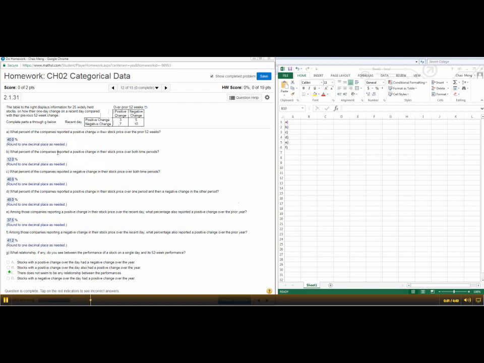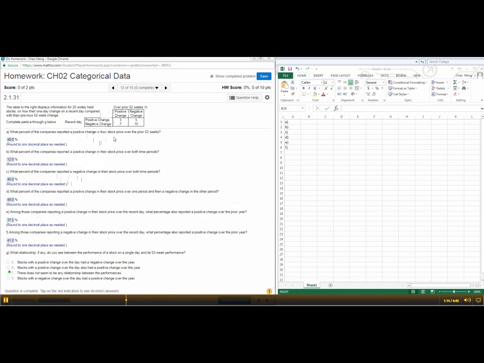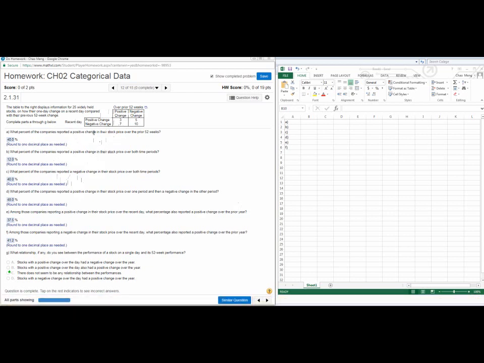So we get some calculations to do for this question. I'm going to discuss how to do those calculations and what numbers we should use. Let's look at the part A question. The question is asking what percent of companies reported a positive change in their stock price over the prior 52 weeks. It has two keywords: the first one is positive change, and the other one is prior 52 weeks.